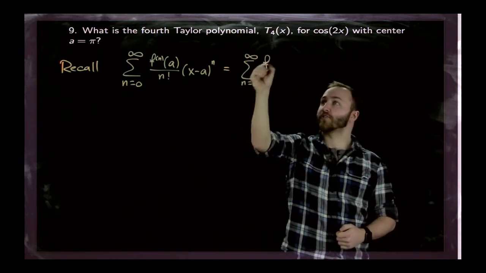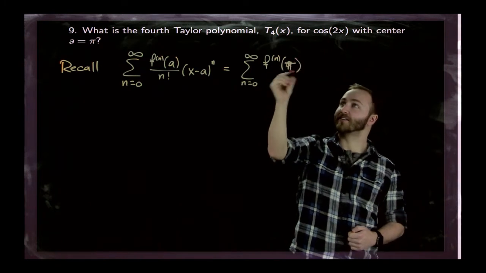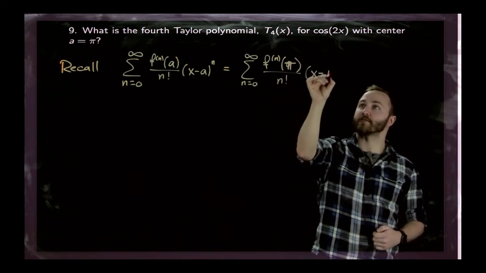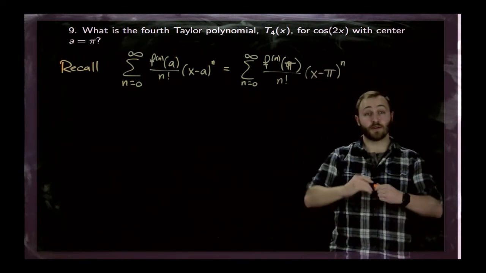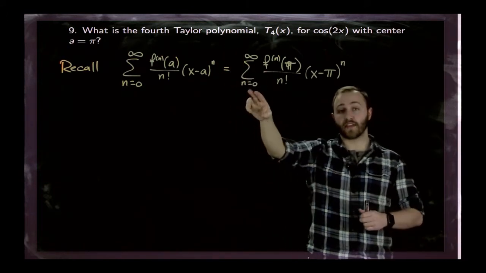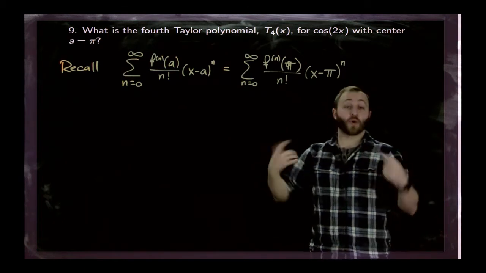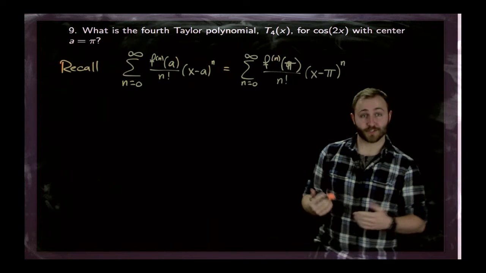So we get the nth derivative of f evaluated at pi divided by n factorial times x minus pi to the n. Okay, and now, for the fourth Taylor polynomial, we want to take the n equals 0 through the n equals 4th term. So what do we need to do to find those? Well, we need to calculate a bunch of derivatives of f. So let's go ahead and start doing that.